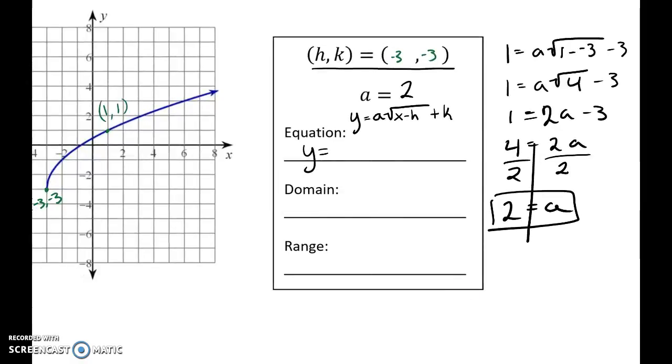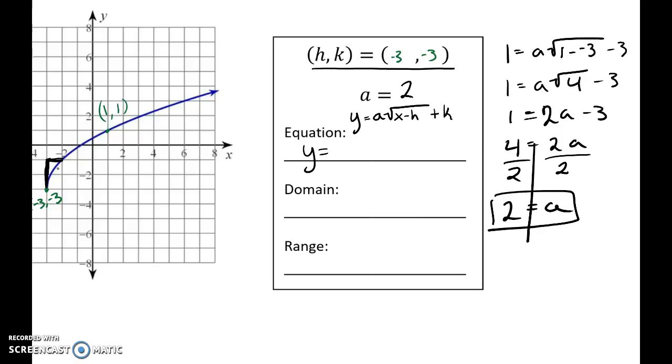So using the solving or finding x, y, and solving for a method, I got a equals 2. If we go back to our graph, it makes sense because we have up to over 1. Up to over 1. We know the square root of 1 is 1, so we'd have to multiply that output by 2 to get up to over 1.